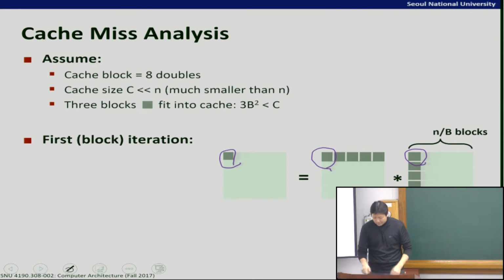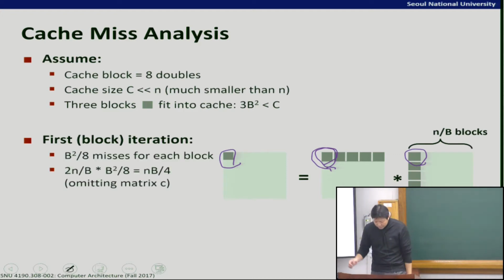So we assume that at any given time, the 3 blocks can fit in the cache. The cache size is large enough to hold these 3 blocks together. Then what will be the cache miss rate here? Let's say in the first iteration, we calculate the partial sum, basically a mini matrix multiply with these 2 blocks.